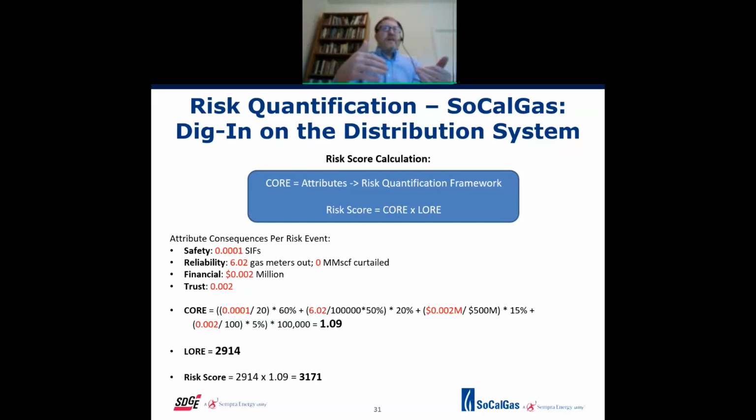The lower is 2,914, and not to get into that whole likelihood and frequency debate, I don't want to focus on that, but that's how many events there are a year on the SoCalGas system for distribution and dig-ins. There's a lot of dig-ins out there. There's a lot of events. And so this is how many there are in a given year. And so the way we're doing the math right now is we're multiplying that lower by that core, and you can see below it gives you a risk score. And sorry, I sound like Dr. Seuss when I say core, lower, and risk score, giving you 3,171.